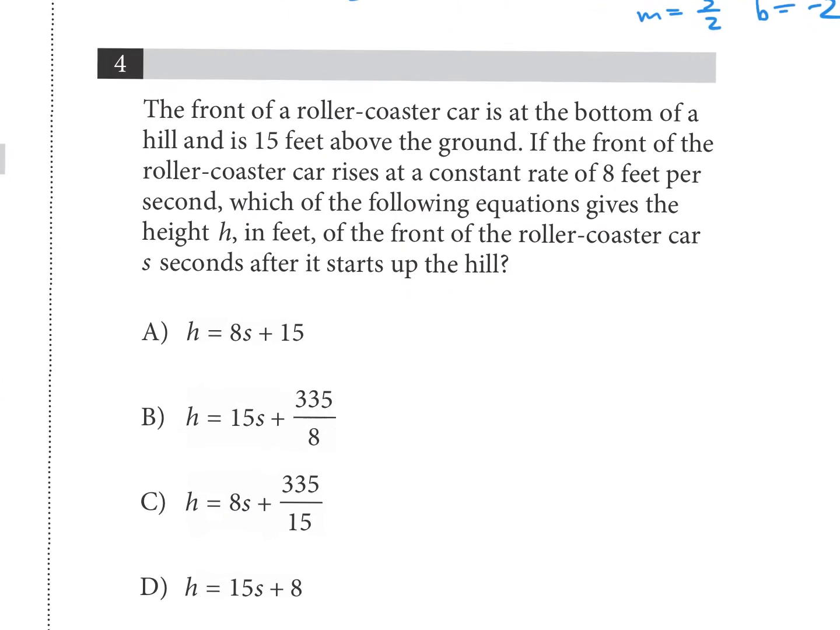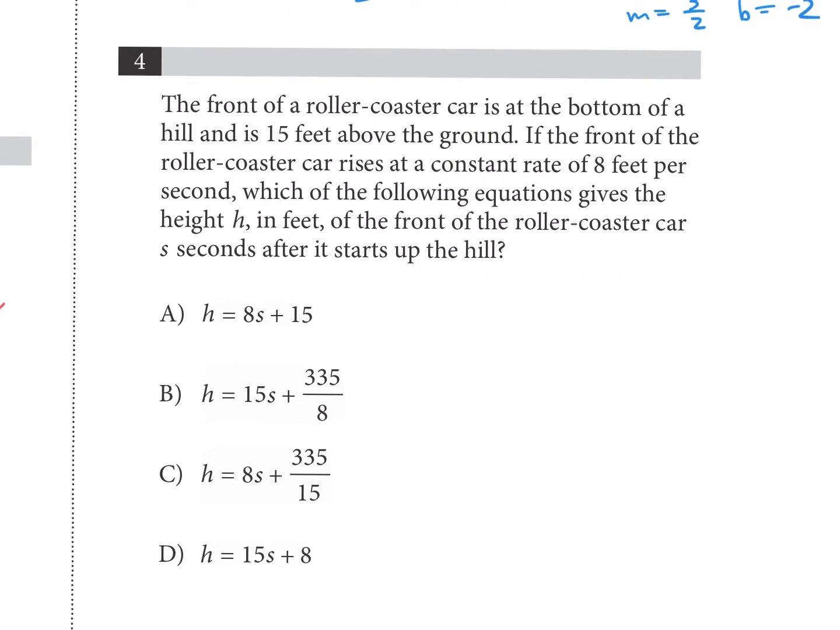Number 4, the front of a roller coaster car is at the bottom of a hill and is 15 feet above the ground. If the front of the roller coaster car rises at a constant rate of 8 feet per second, which of the following equations gives the height h in feet of the front of the roller coaster car s seconds after it starts up the hill? Okay, so you got a roller coaster car down here, and I'm drawing it, sort of helps me. If this is 15 feet off the ground, and then it starts rising at 8 feet per second. So just kind of diagramming out what's going on here.